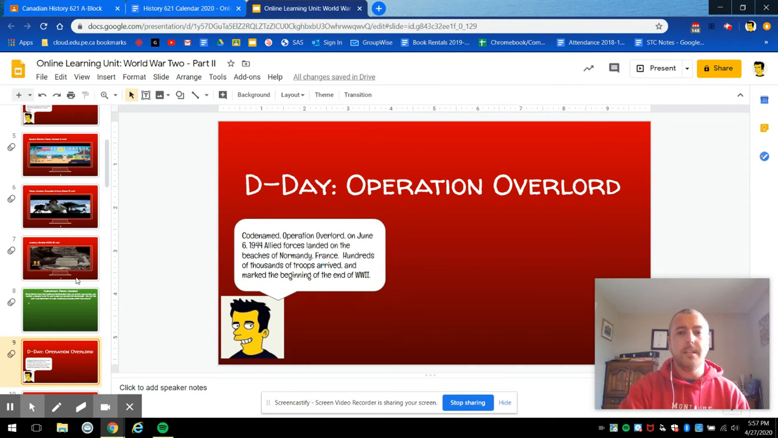Then we move into D-Day, which is also known as Operation Overlord. So when the United States entered, they worked with the other Allied countries. And on June 6, 1944, Allied forces landed on the beaches of Normandy, France, and hundreds of thousands of troops arrived. And that kind of marked the beginning of the end of the Second World War.